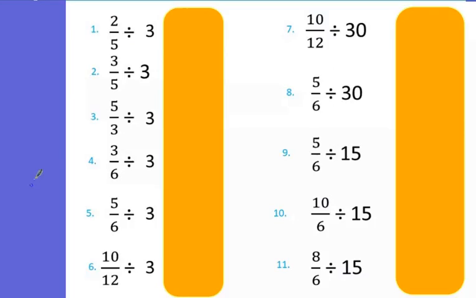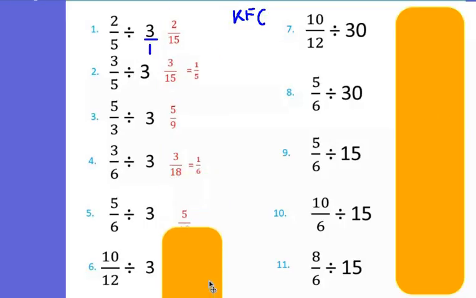And finally, Year 7, pause the video for 10 minutes and work your way through these questions. Remember to write the 3 as 3 over 1 each time and use your KFC. In your light blue books, pause the video for 10 to 15 minutes. Off you go. And these are the answers I was looking for. Please check your work and see how you did.